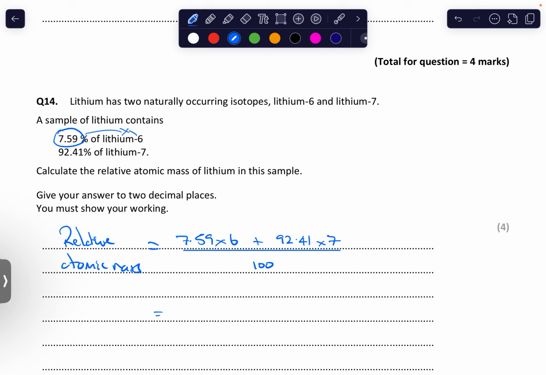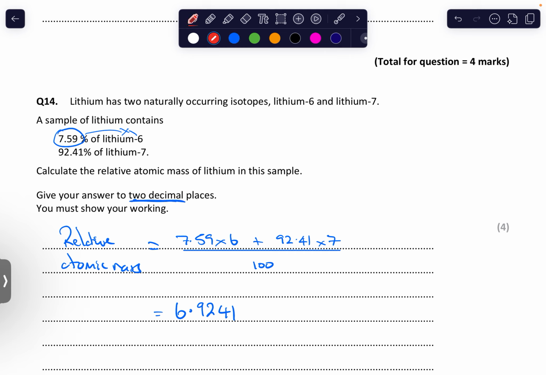So let me just do that on my calculator. So 7.59 times 6 plus 92.41 times 7, and then we're going to divide the whole thing by 100. So on my calculator, I'm going to write down the full answer, but check, because it wants your answer to 2 decimal places.